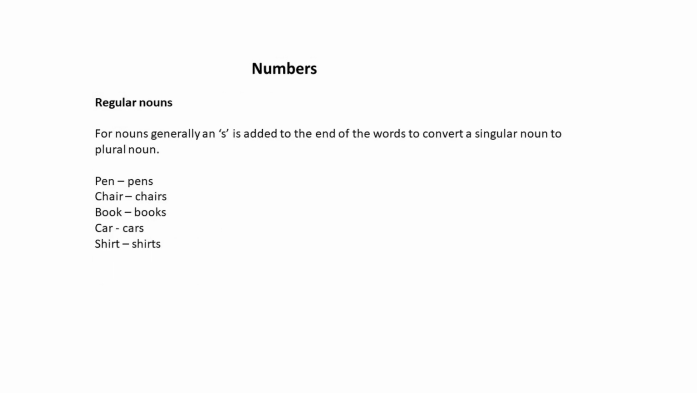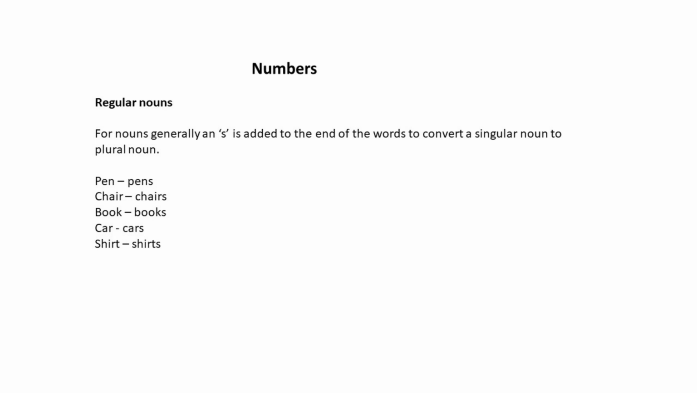So now let me explain to you what regular nouns are. If we add the letters s or es at the end of a singular noun to change it into its plural form, then those nouns are called regular nouns. If I say the word pen, its plural form will be pens. So here we are adding the letter s at the end of the word pen, thereby making it into its plural form. And that makes it a regular noun.